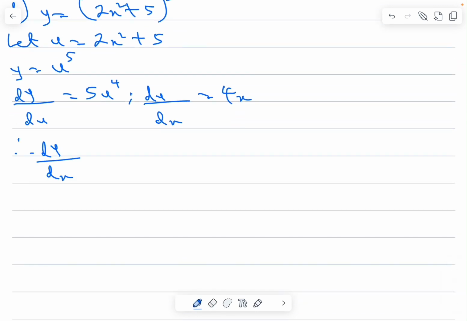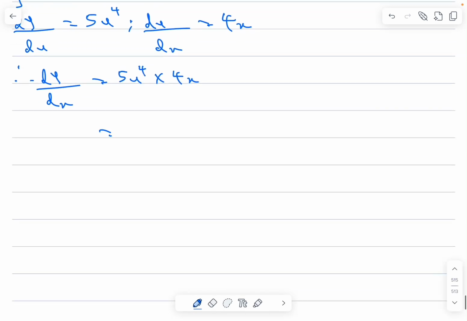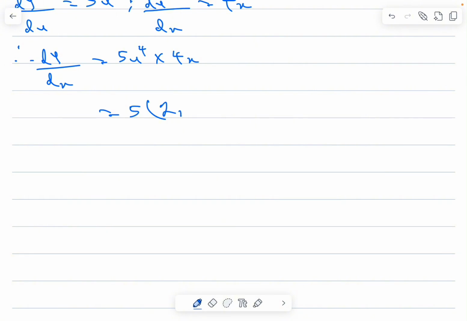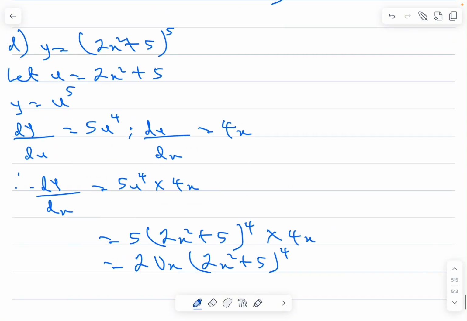And that therefore means dy/dx, which is dy/du times du/dx, will be equal to 5u raised to power 4 times 4x, which simply means 5 into bracket u is 2x squared plus 5, so that will be 5 into bracket 2x squared plus 5 all raised to power 4 times 4x, and that simply means 20x into bracket 2x squared plus 5 all raised to power 4. And that's it, very, very simply. That is dy/dx.